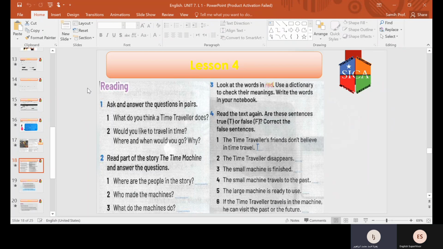I think to travel to the past and the future. Great, perfect one. He is trying to travel to the past, backward to the past, or forward to the future. Yes. Would you like to travel in time? Yes. Wow, that's nice. Where and when would you go?